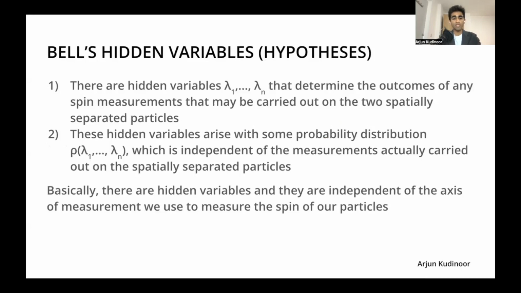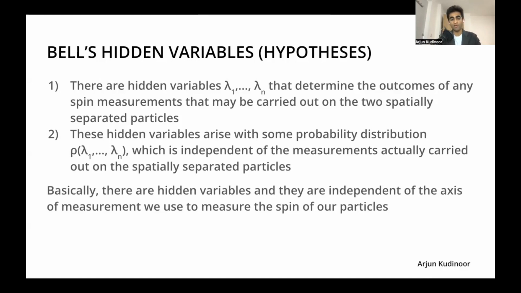First, we assume that these hidden variables exist and that they determine the outcomes of any measurements carried out on our particles. The second hypothesis is that these hidden variables are independent. They arise with some probability and are independent of the measurements that are actually carried out. Basically, the hidden variables don't care about what axis we make our measurement along. Just as we could have measured the particles to be spin up or down, we could have switched axes and said, let's measure it to be either right or left. The hidden variables don't care which axis we use.